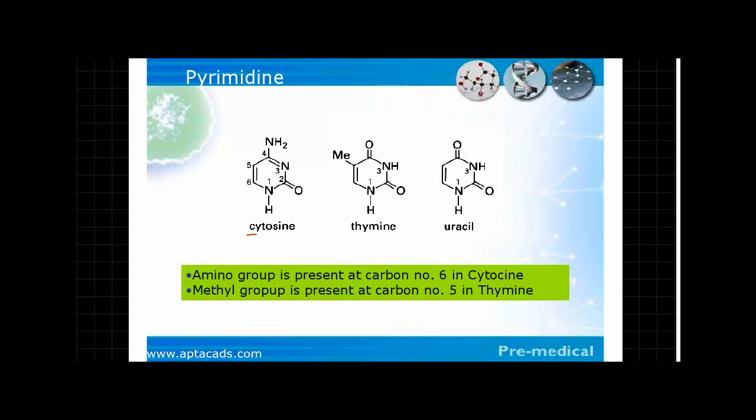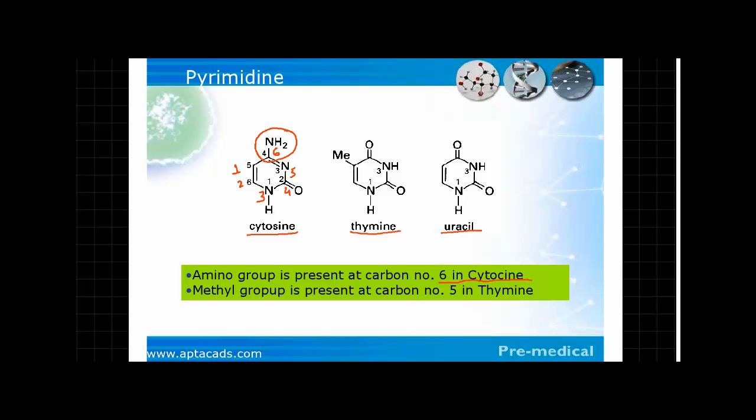Now let's talk about the pyrimidine. There are three different types of pyrimidine: cytosine, thymine, and uracil. In case of cytosine, the amino group is present at carbon number 4. This is as per the modern nomenclature. In the classical nomenclature, the numbering is done like this: 1, 2, 3, 4, 5, and 6. So, as per the classical nomenclature, the amino group is present at carbon number 6.